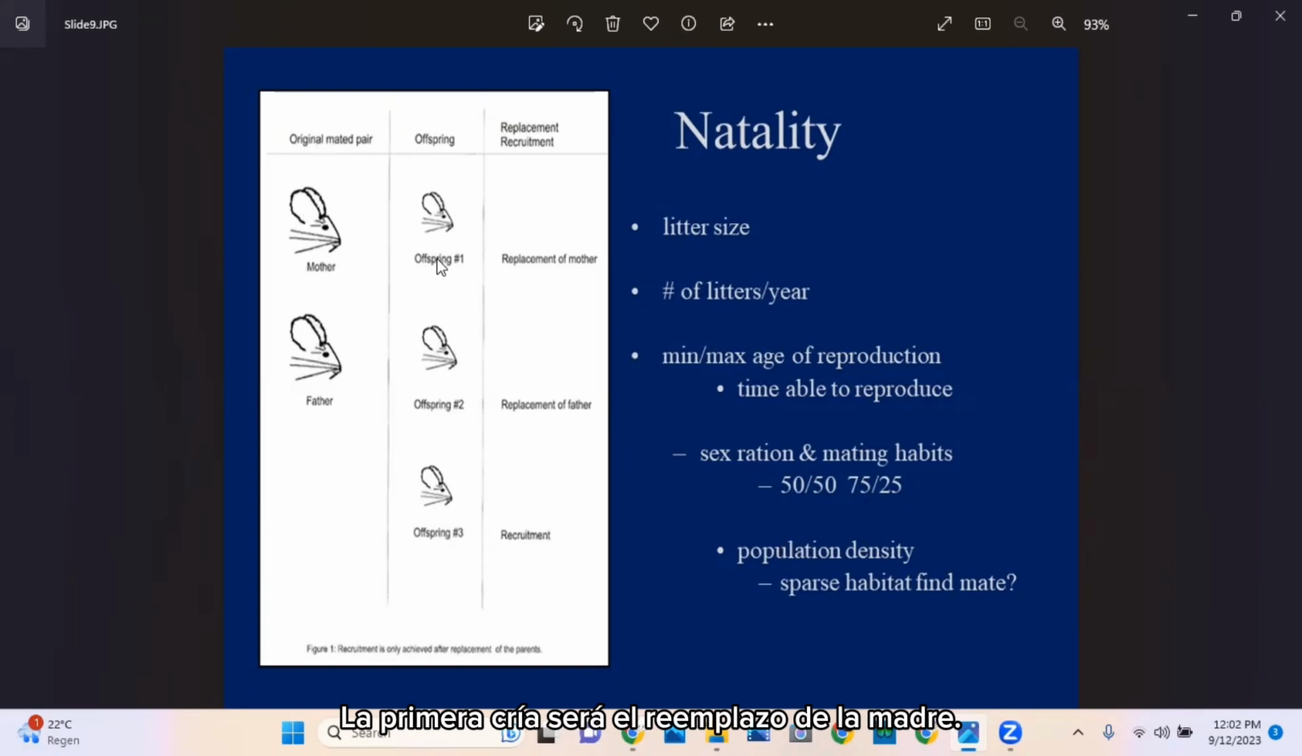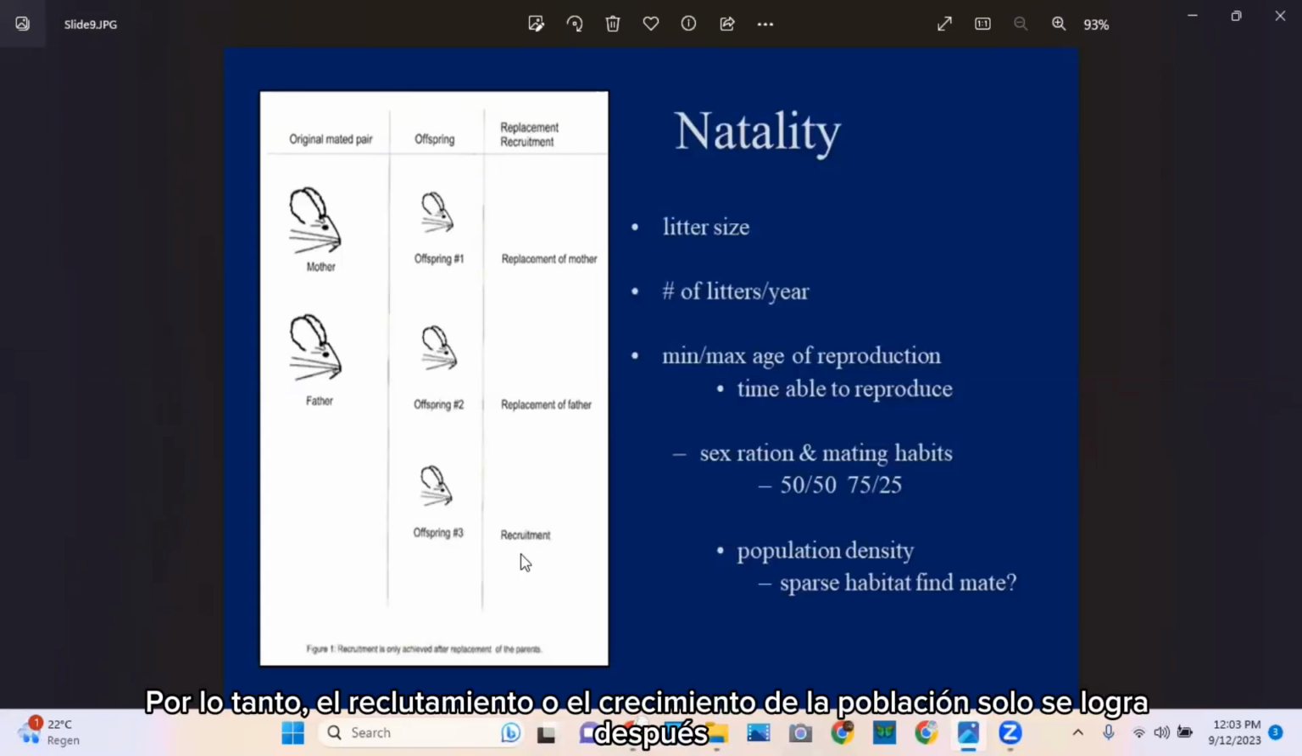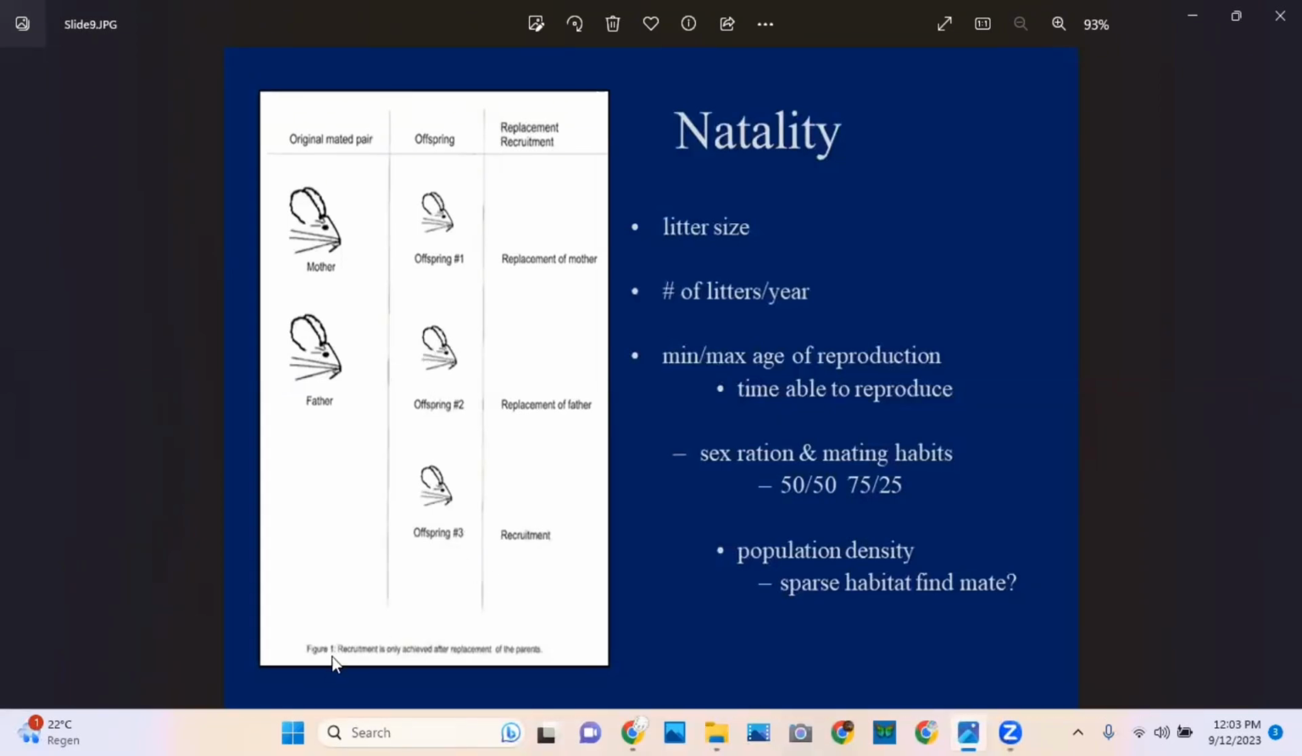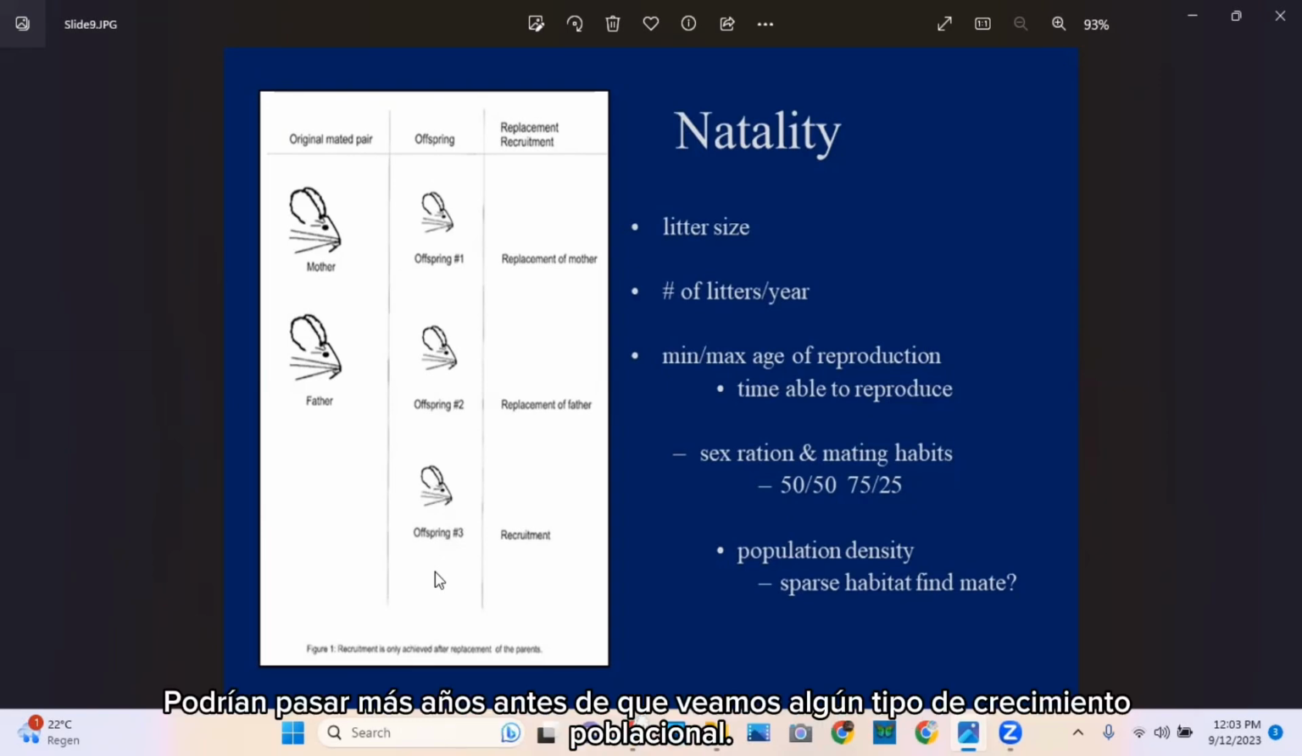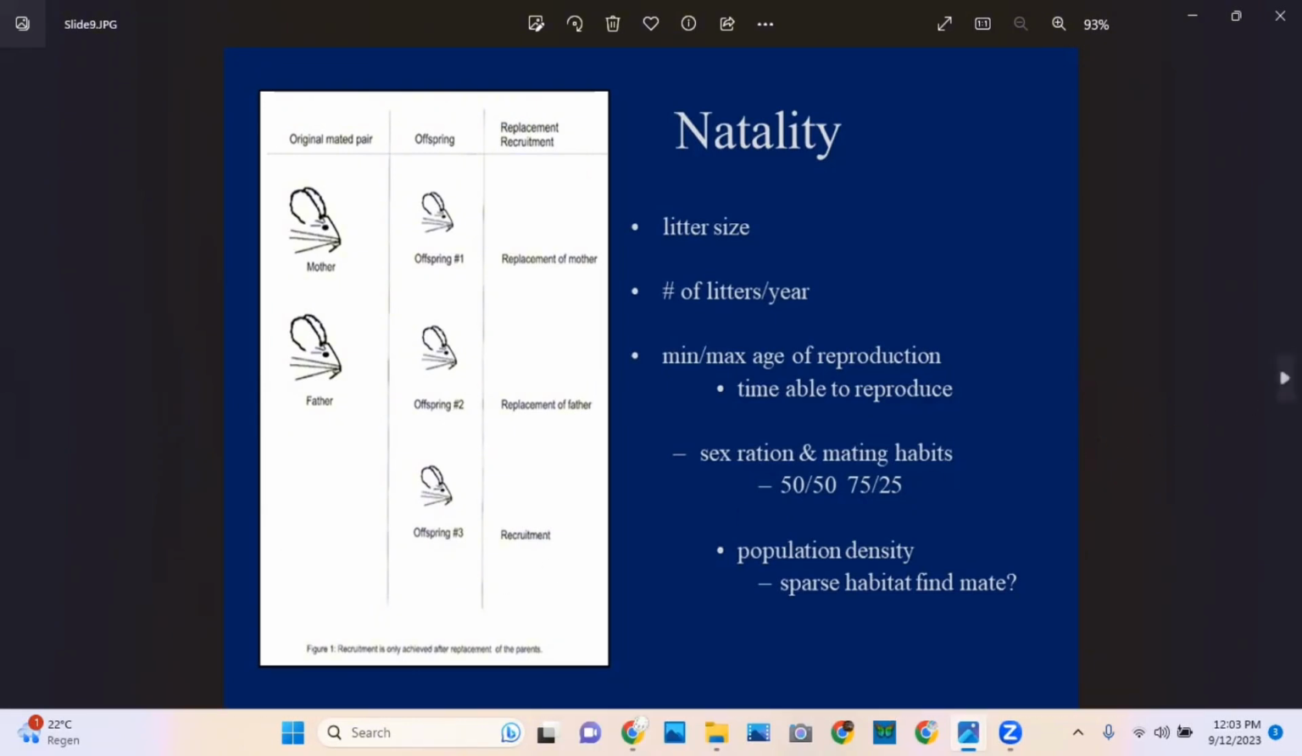The first offspring will be the replacement of the mother. We've not had any population growth yet. The second offspring will be the replacement of the father, if these offspring live to reproductive age. So recruitment or population growth is only achieved after the replacement of the parents. So offspring number 3. For chinchillas, this probably isn't going to happen until the second year of this mated couple, because in the first year, they may have 1 or 2 offspring. It might take more years before we see any kind of population growth. And so this is slow.